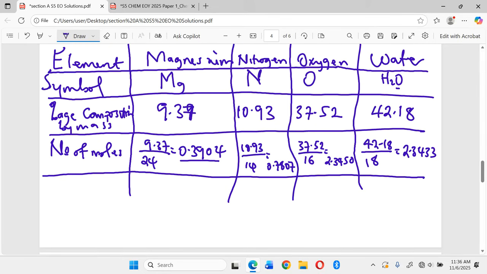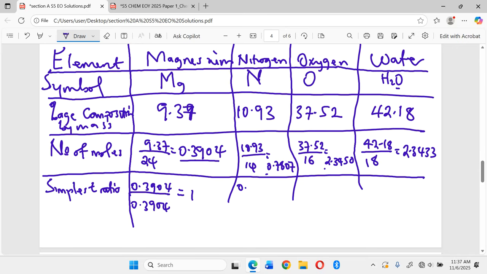And then finally, we look for the simplest ratio. Now, when you're looking for simplest ratio, we look at the number of moles for each of the elements present, and then we divide by the smallest. Which one is the smallest? We have this, that, this, and the other one. So you can see the one for magnesium is the smallest. So it will be 0.3904. We divide by 0.3904, which will give us a 1.